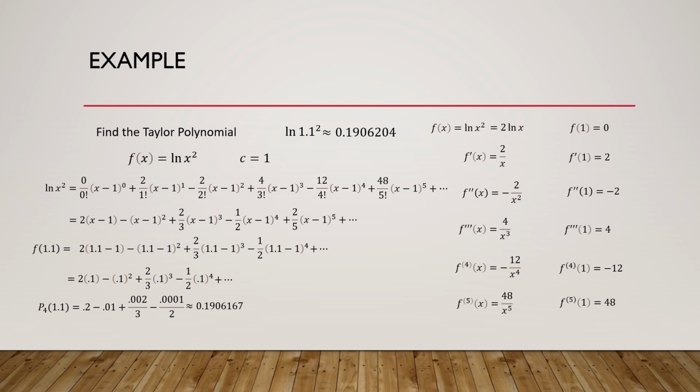Applying this term to f of 1.1 gives us 2 over 5 times 1.1 minus 1 to the fifth, or 2 over 5 times 0.1 to the fifth. We can now calculate our series of 5 non-zero terms, adding 0.00002 over 5 to the previous 4-term calculation to get 0.1906207, which is an approximation closer to the actual answer.